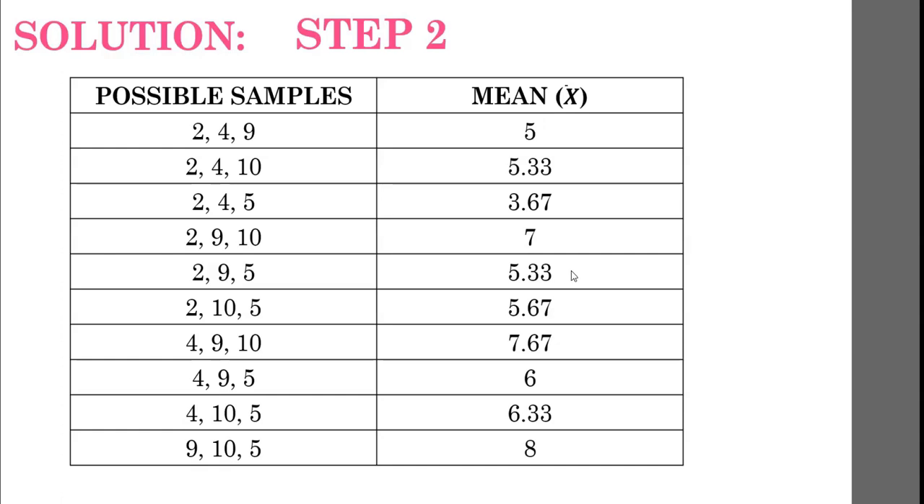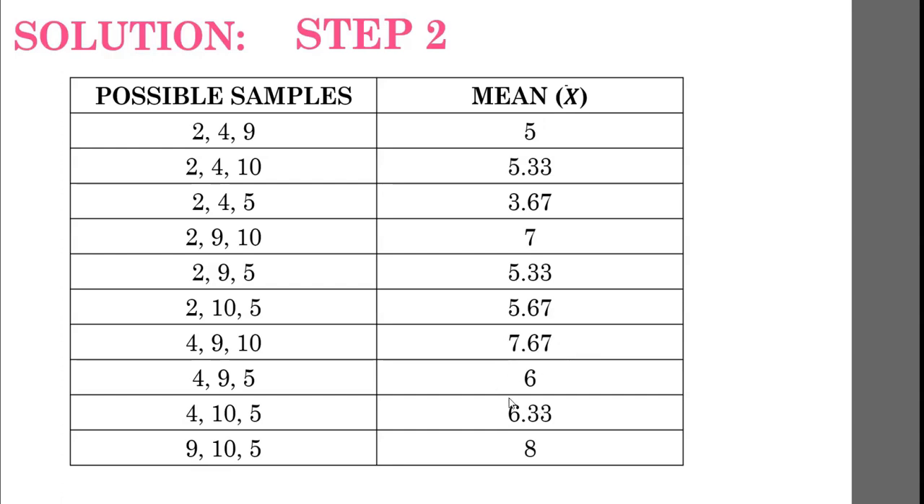2 plus 9 plus 10 is 21. Divided by 3, it's 7. 2 plus 9 plus 5 is 16. So we divide it by 3 to get the average, which is 5.33. 2 plus 10 plus 5 is 17. Divided by 3, the answer is 5.67.